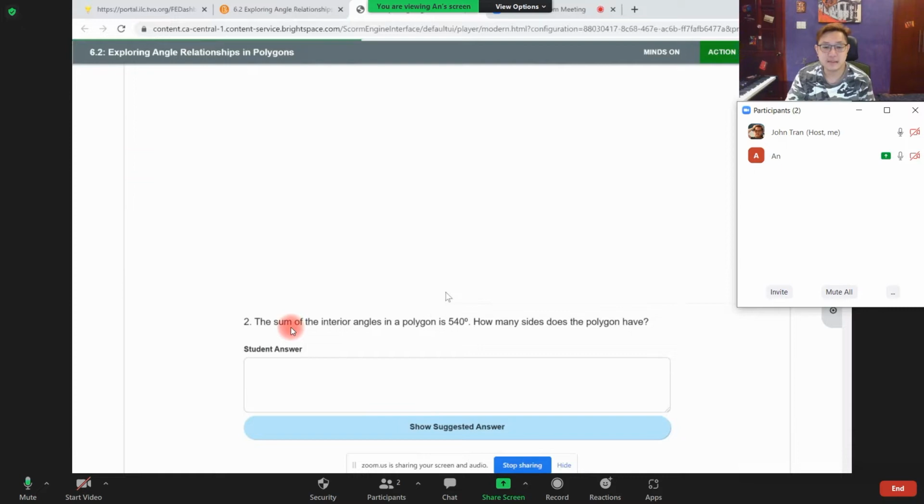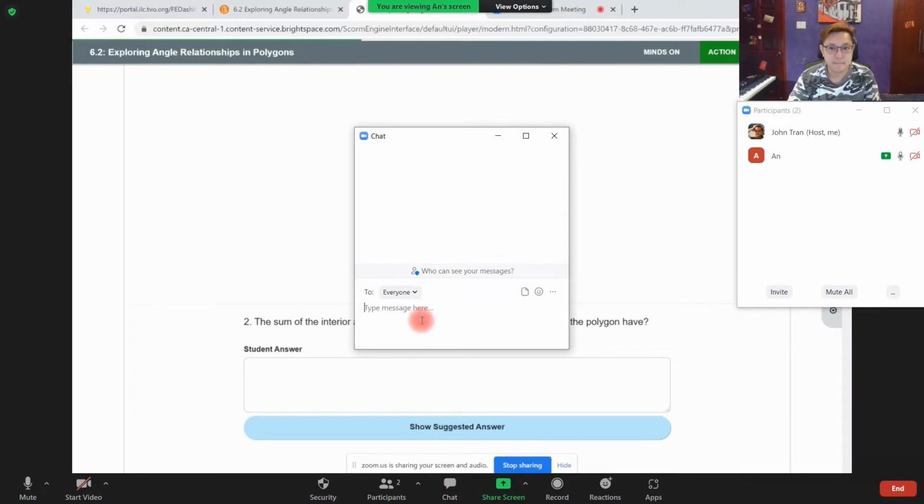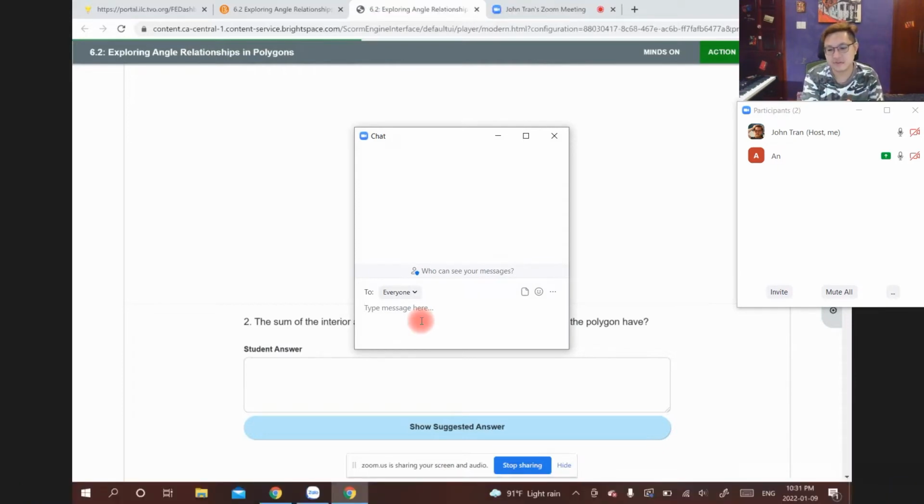The sum of the interior angles in a polygon is 540 degrees. How many sides does the polygon have? So what do you think? Just remember that the total angle minus the 360 in the middle will become that number, 540, isn't it? So it follows a kind of formula: total angle equals that.